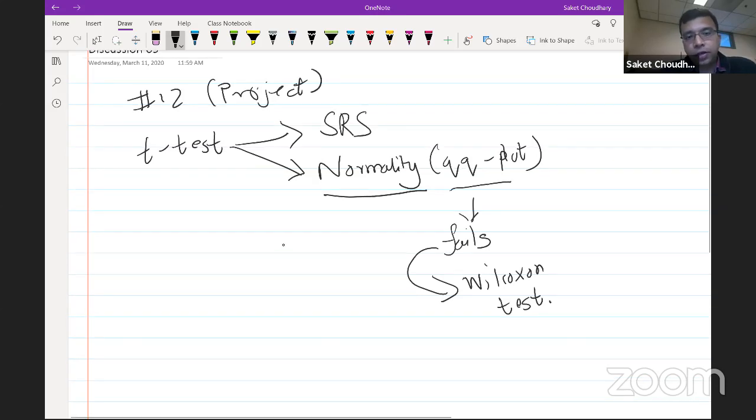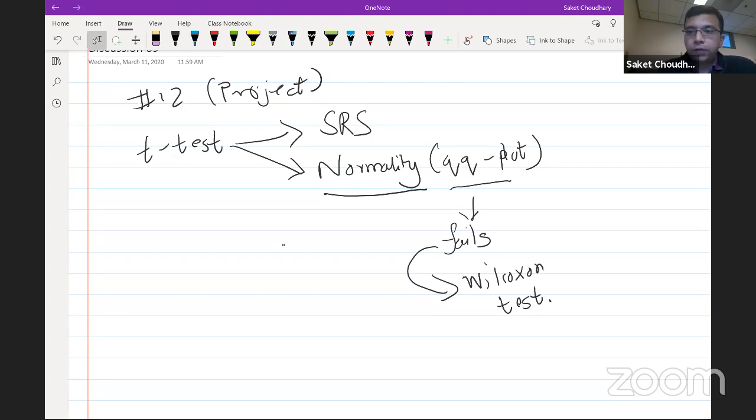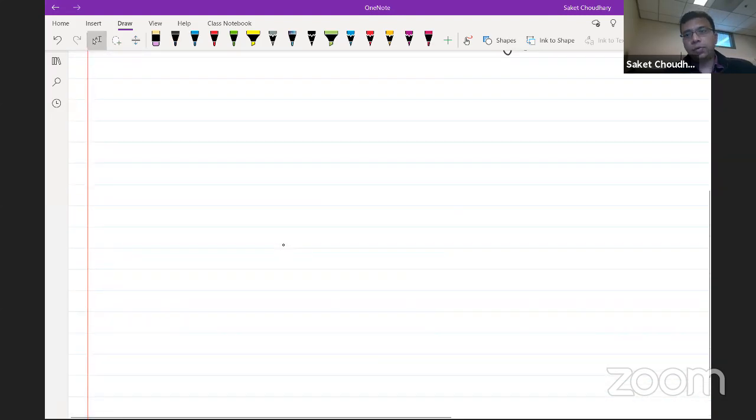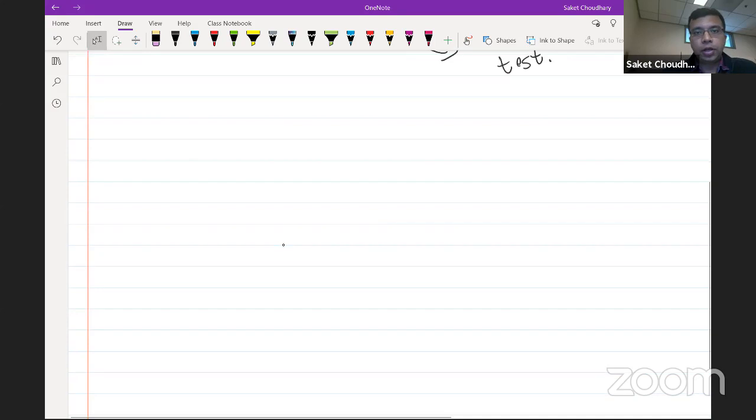This testing strategy will change and evolve as we go along in the class, and we'll study more tests, but for this project specifically, this is the workflow you need to follow. Check for simple random sample, check for normality. If that's satisfied, your t-test is okay. If not, then we go to doing a Wilcoxon test. All right, so that was about the project. It's due tomorrow, so hopefully everyone has it ready.